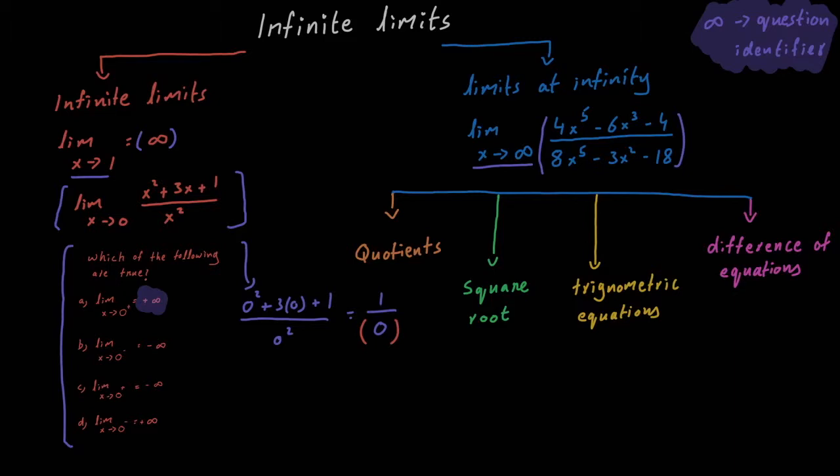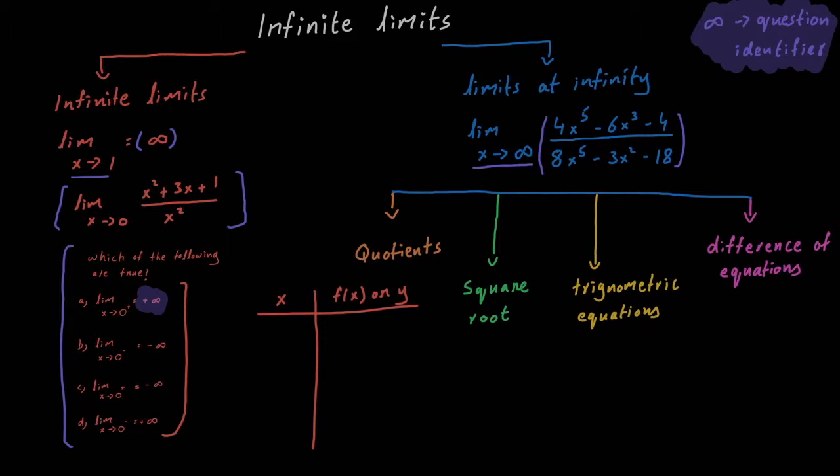In the question, it is only asking if it is reaching positive infinity or negative infinity. So for infinite limits, there's a special way of treating this question where we create a table to find if it is reaching positive infinity or negative infinity. So coming to the question, which of the following are true? Part A, limit as x approaches 0 from the positive side.